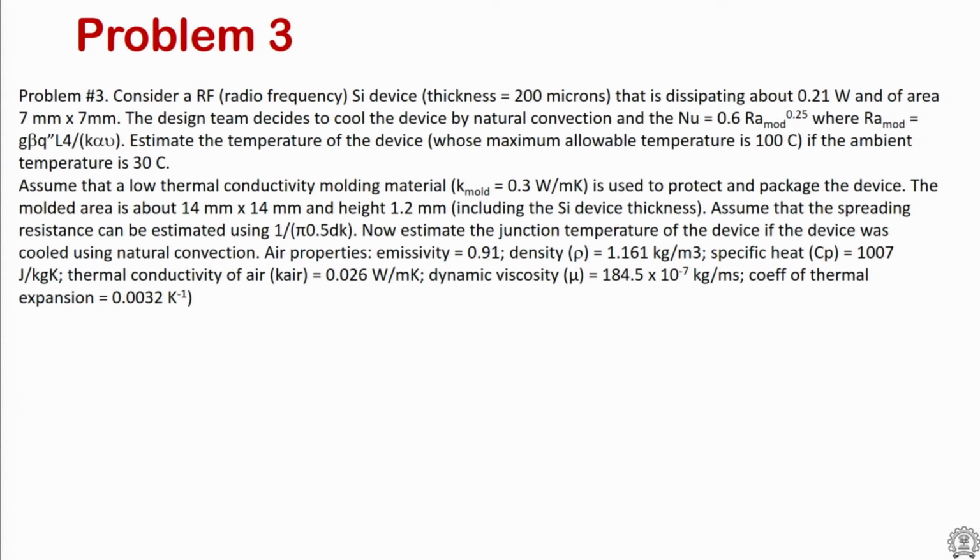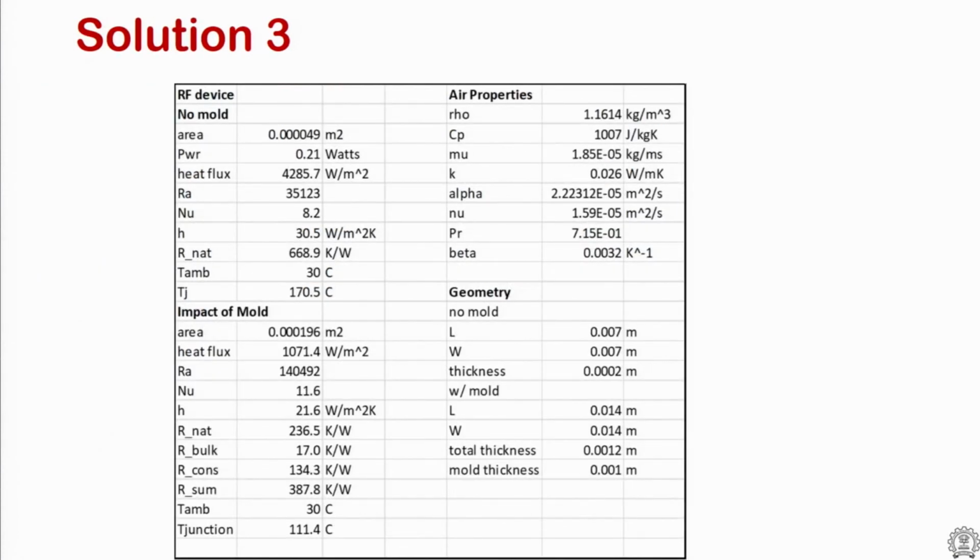So, the goal is to figure out, should we put molding material around this heat source, whose thermal conductivity is only 0.3 watt per meter Kelvin, and this molding material increases the area of dissipation from 7 mm by 7 mm to 14 mm by 14 mm. So, having this mold, will it help or hurt is the question that we are trying to answer, and we will make use of natural convective heat transfer in doing this.